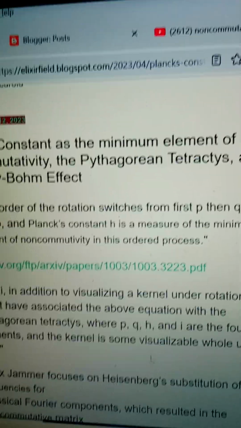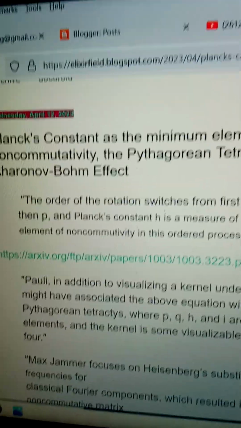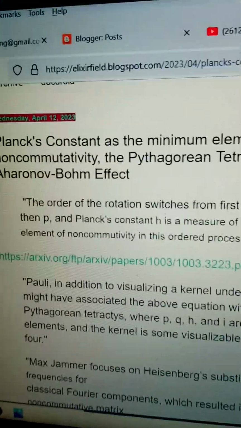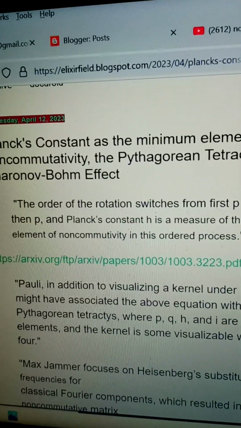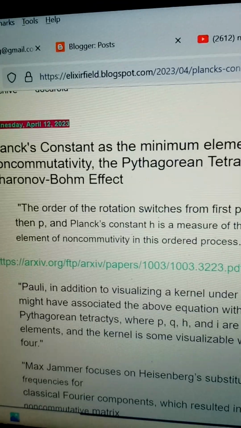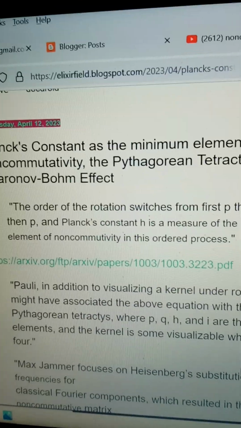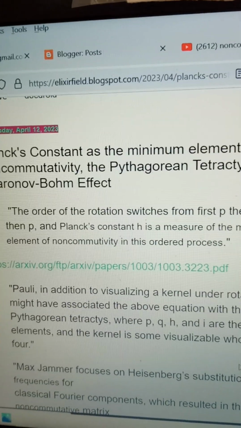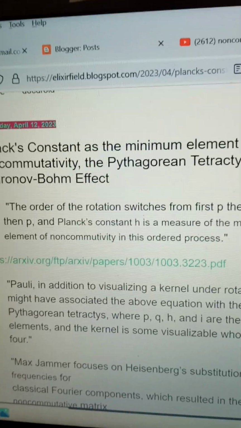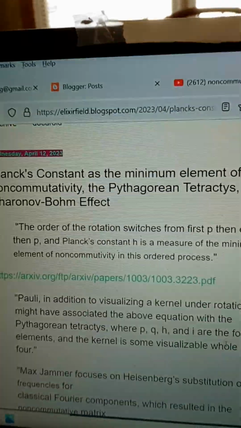All right, so we're going to be looking at the non-commutativity that exists before the probability from the amplitude squared in the normal wave function of quantum physics.